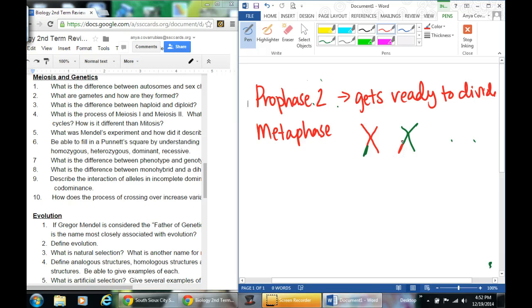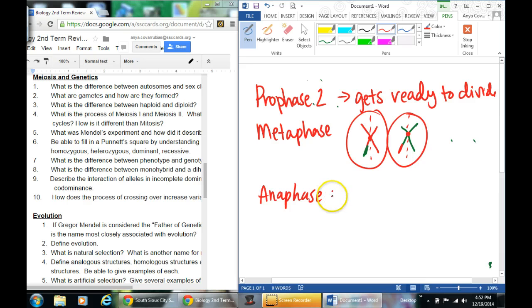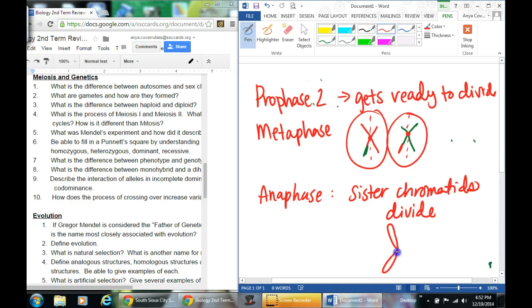Okay. And now these are actually going to divide in half. So this is in one cell, this is in another cell. The spindles are going to lock up at the centromeres. And during anaphase, the chromosomes are going to split into sister chromatids. They divide, and so we actually just have these little half chromosomes in each of the four cells.